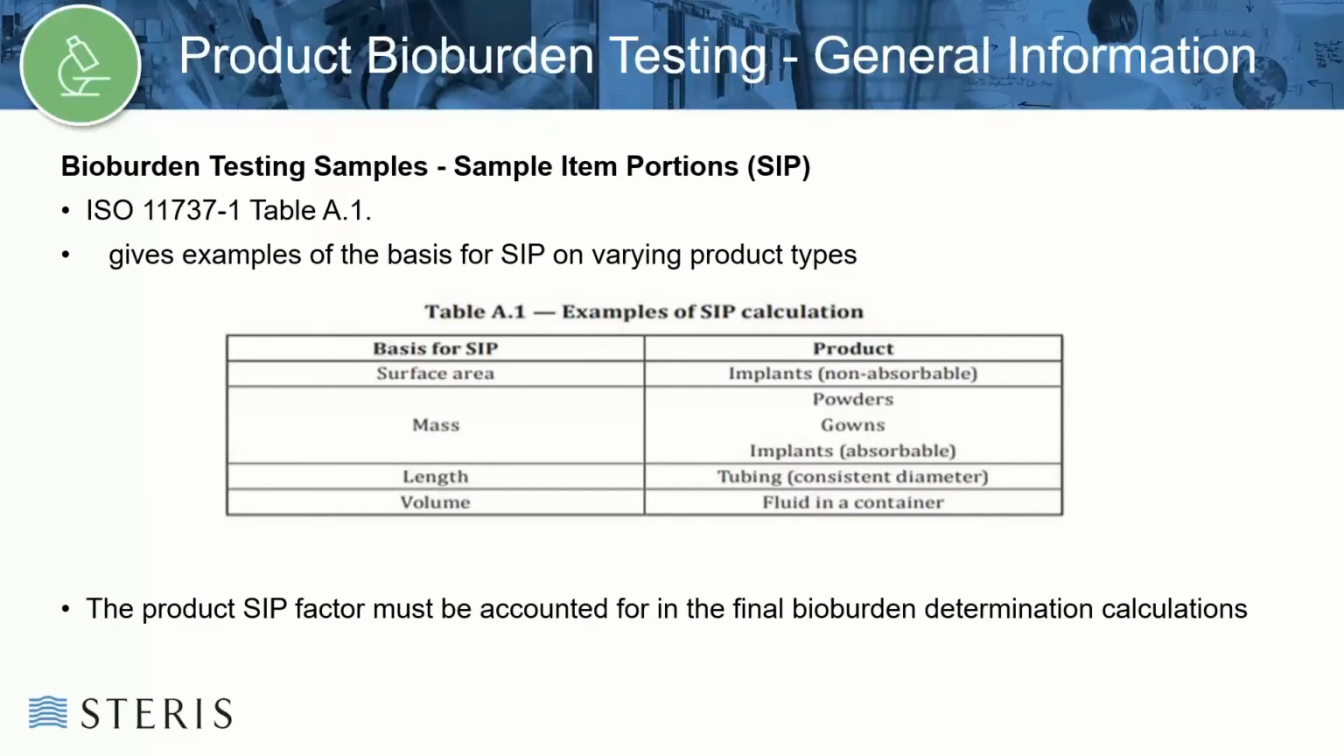ISO 11737, Table A1, gives examples of the basis for SIP on varying product types. The product SIP must be accounted for in the final bioburden determination calculations.